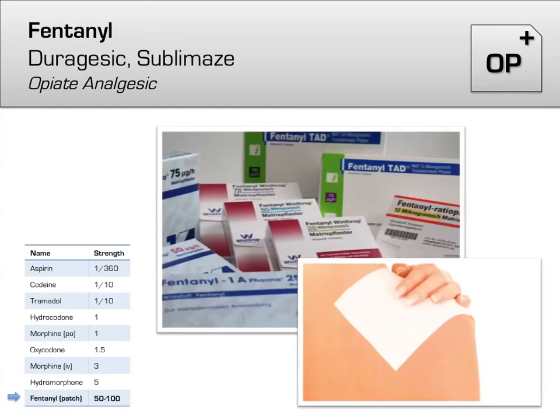The last of the classical opiates that we will cover is fentanyl, the most potent of the opiates that are routinely used in clinical practice. This is due to its high fat solubility, as it can easily cross the blood-brain barrier and penetrate into the CNS. Fentanyl is commonly used today as a transdermal patch, which allows for a slow release and long-term pain control. The fentanyl patch is often prescribed along with another PO opiate for breakthrough pain.